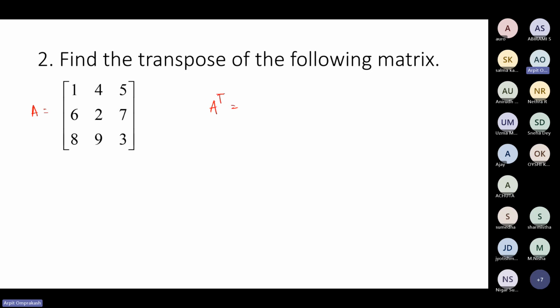The transpose of this matrix is basically where we just interchange the rows with the columns. So we'll take the first row here and write it as a column: 1, 4, 5. Second row, 6, 2, 7. And third row, 8, 9, 3. This is our transpose. Is that clear?